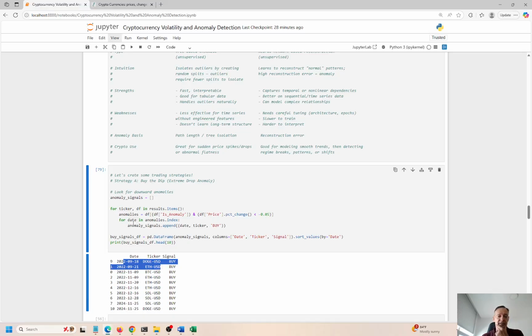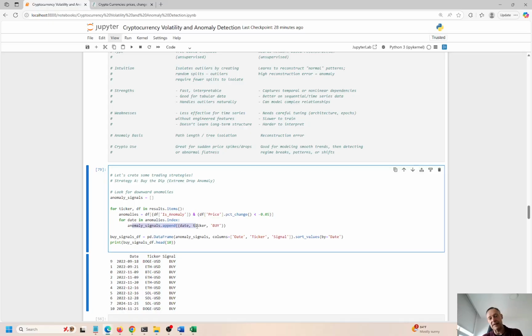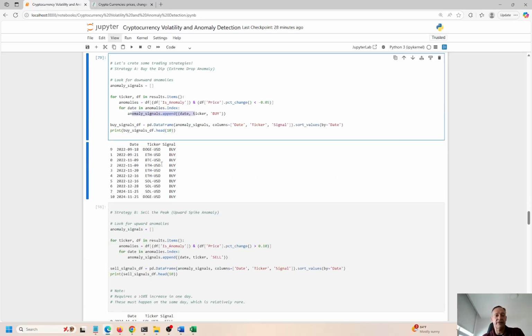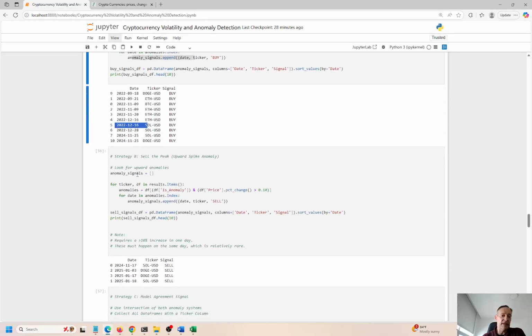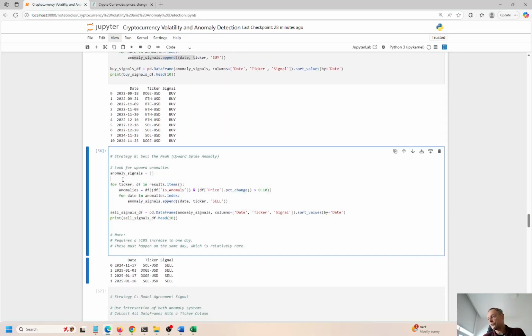And for the anomalies, we append, and this is buy: if anomaly and price percent change less than 0.05, we're going to buy these things, okay? And these are the tickers and the dates that we should have bought on to maximize our profit. Strategy B, we're looking at anomaly signals, okay?